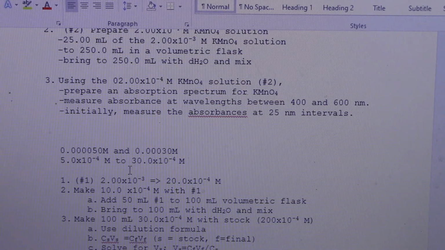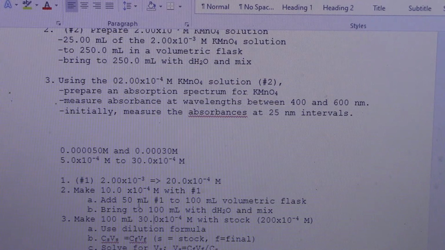So I don't have to make up, so I just need to make up 2 because I have one that's between these 2, which is number 1. So what I'm going to do, I'm going to make it simple on myself. So I'm not going to make a 5, I'm going to make a 10 because it just says between 5 and 30. So, I'm going to make a 10, and the way to do that is just take this guy here and just dilute it in half.